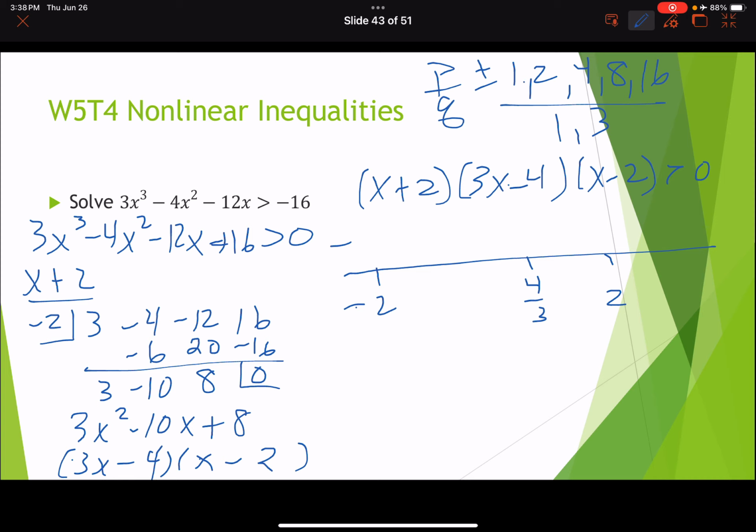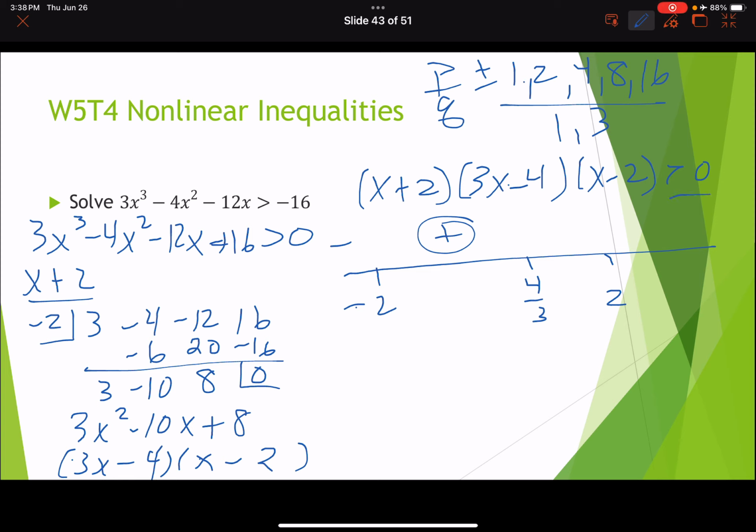Let's choose a number between negative 2 and 4/3. Well, the easiest one to choose is 0. So if we choose 0, x plus 2 is positive. 3x minus 4 is negative. x minus 2 is negative. So that means that this whole area is positive. That's a solution because we want it to be bigger than 0, remember.